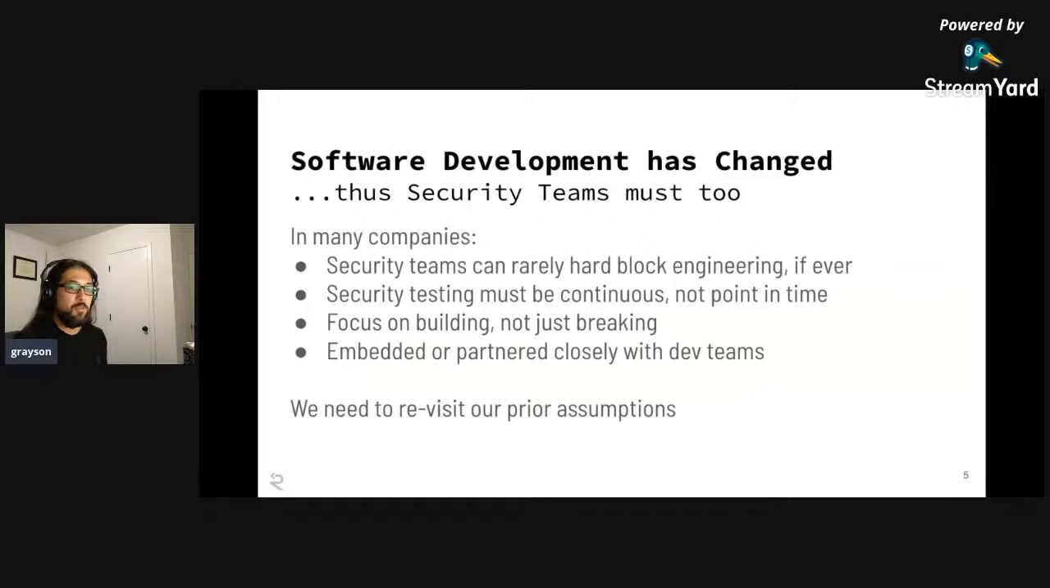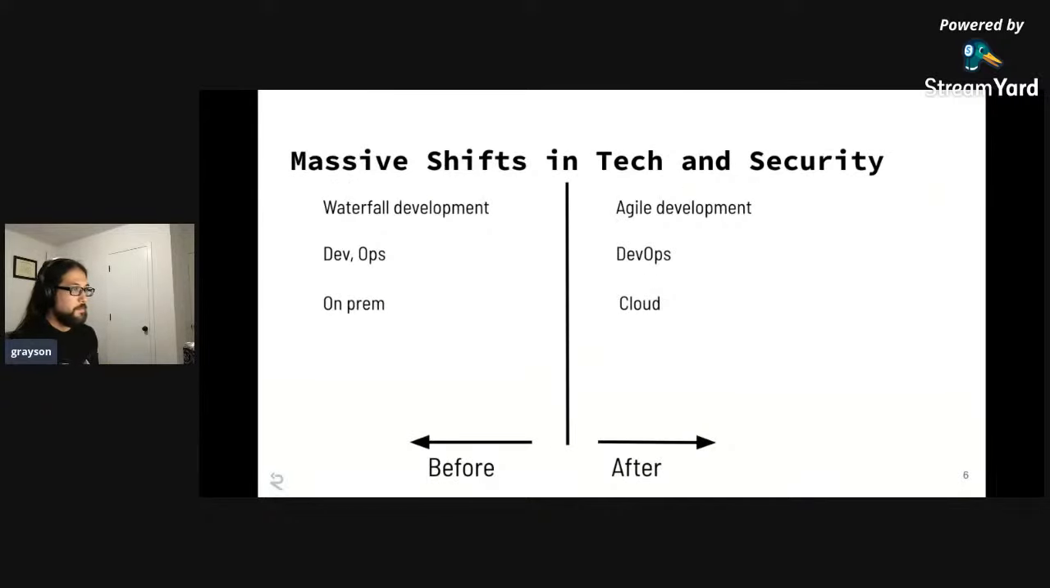Because development has shifted to be continuous, security also has to be continuous. No longer can we be content with taking snapshots of our security posture every quarter. We've got to do it all the time in an automated fashion. In the past, security teams were focused on breaking. Now we've got to focus on building. And then we've also got to focus on our role as partnering closely with development teams, rather than as sort of in parallel to, or sometimes in opposition to. So we need to revisit our prior assumptions.